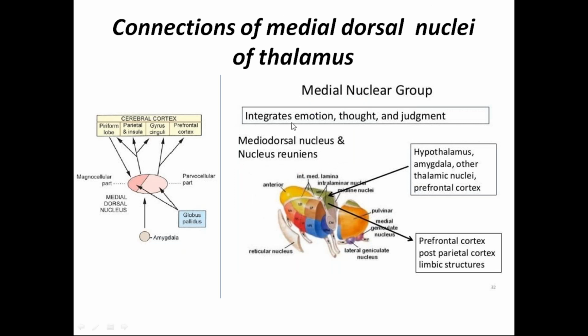Medial dorsal, medial integrates emotion, thoughts, and judgment. The medial dorsal group, integration of emotion, thought, and judgment. So they are the medial dorsal nucleus and the nucleus reuniens. They are getting fibers from the hypothalamus, amygdala, other thalamic nuclei, and prefrontal cortex, and giving reciprocal connections to the prefrontal area. So this also is something you can remember.